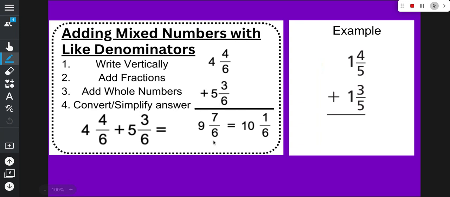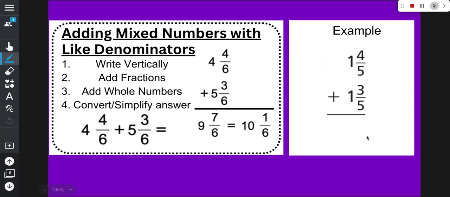Now, if we look at this, this is an improper way to write a fraction. We cannot have an improper fraction with a whole number. So we then need to convert our answer. How many 6s go into 7? 1 whole. So we're going to make the 9 a 10. And how many is left over if we took 1 whole out, which would have been 6 out of 6? We're left with 1 piece out of 6. So our answer is 10 1/6.